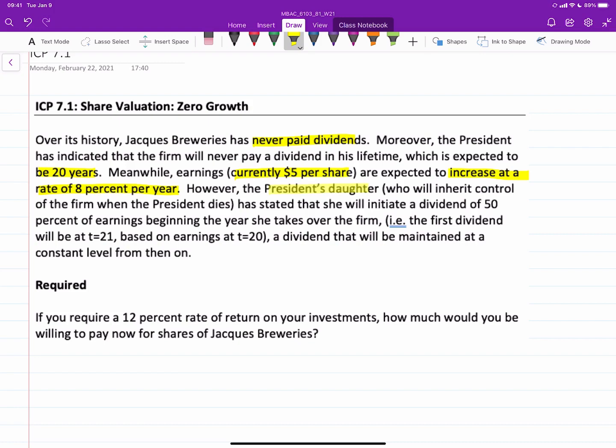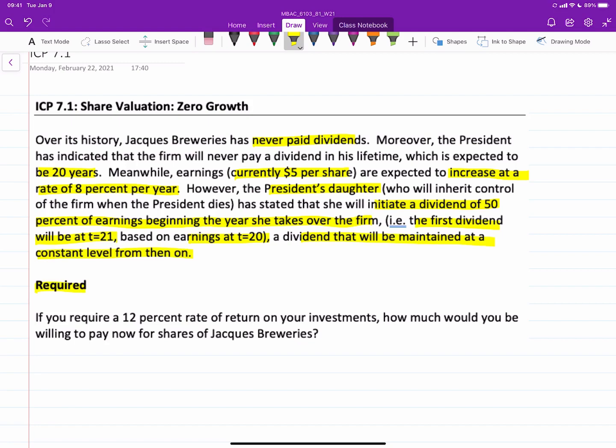Now, the president's daughter, who's going to inherit the company when the president dies, plans to initiate a dividend of 50% of earnings starting when she takes over. That means the first dividend will be 21 years from now, based on the earnings at 20 years from now. And then that dividend will be maintained at a constant level. So this is basically a share valuation question with zero growth.